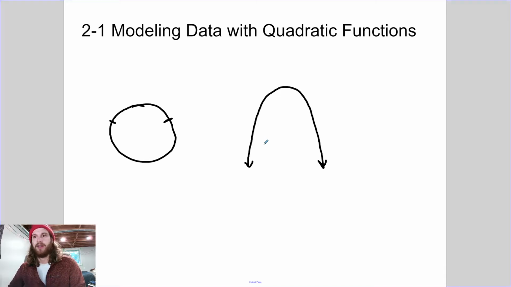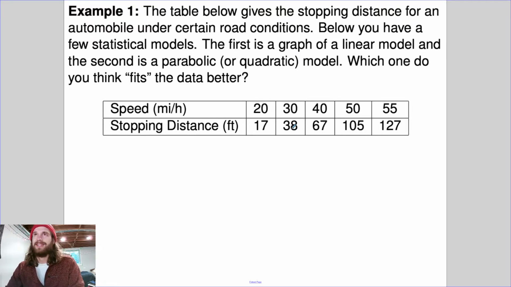Maybe we're looking at time on a diet versus weight loss, something along those lines. Maybe they can be modeled with a line. Maybe a line is the best model, but maybe a curve, or maybe some other function models the data better. So let's take a look at this example.